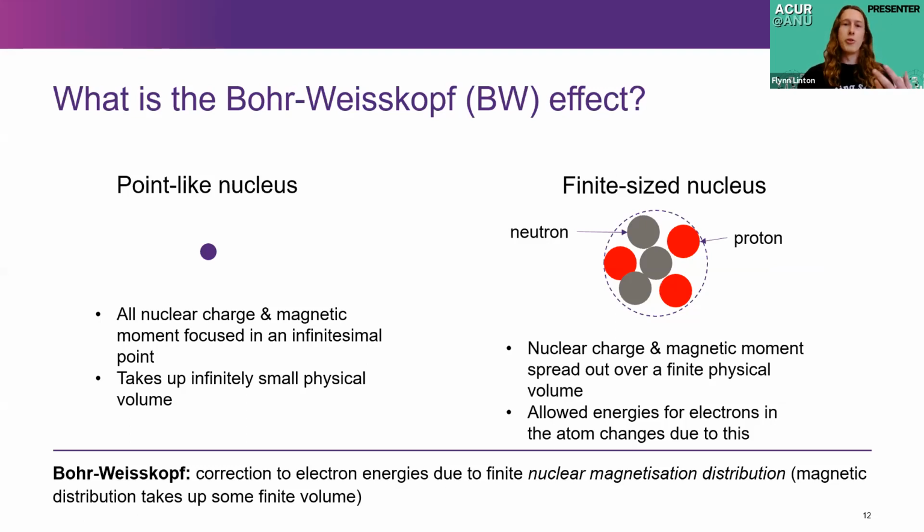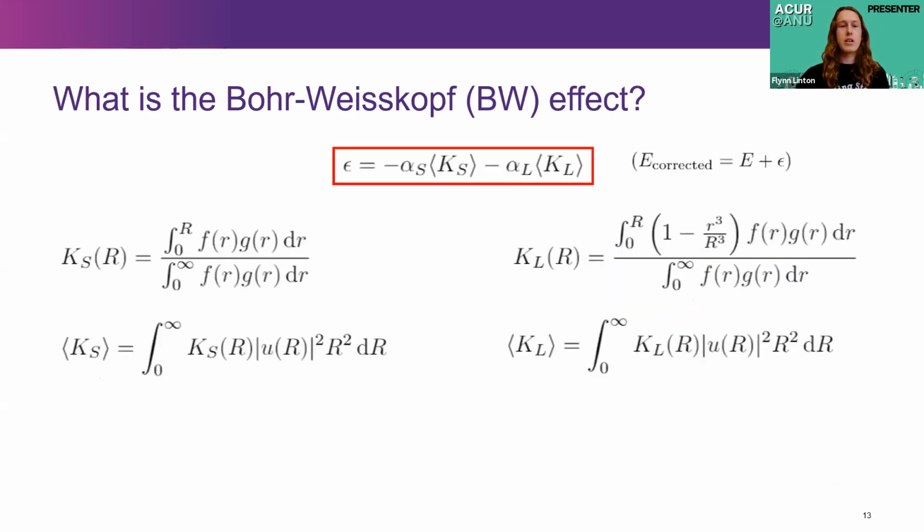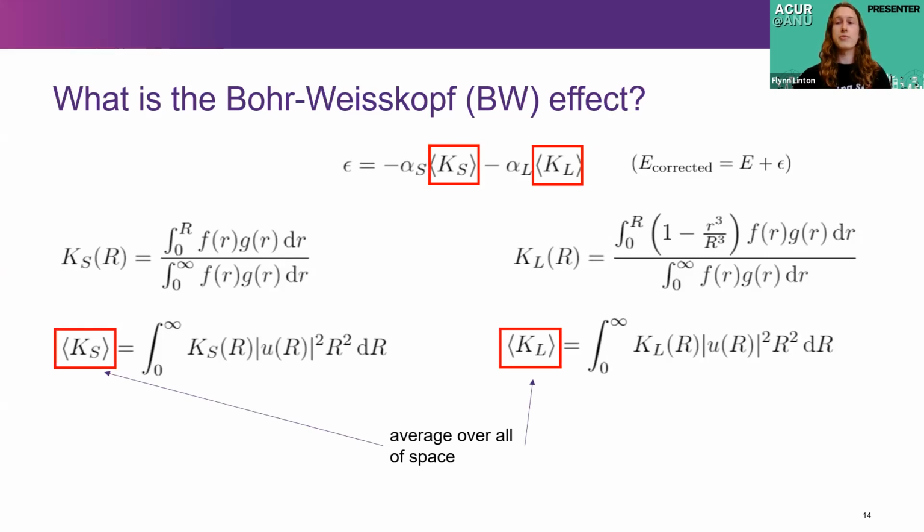And so the Bohr-Weisskopf effect is actually a little bit more complicated than this, in that it describes the correction to the electron energies due to a finite-sized nuclear magnetization distribution, as opposed to a physical volume. So this is the simplest model of the Bohr-Weisskopf correction that there is. And all of the interesting stuff actually lies in these Ks and Kl terms. And these angle brackets here just mean that we're taking the average over all of space.